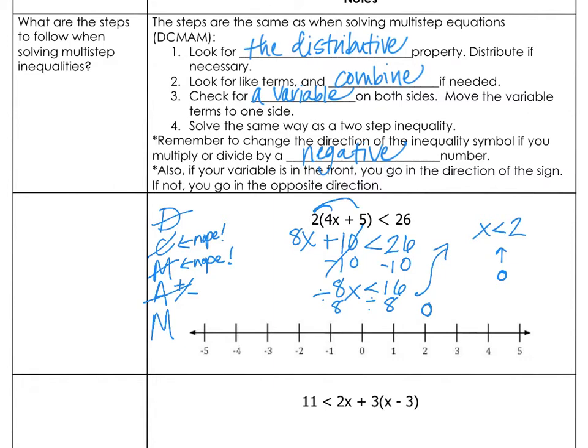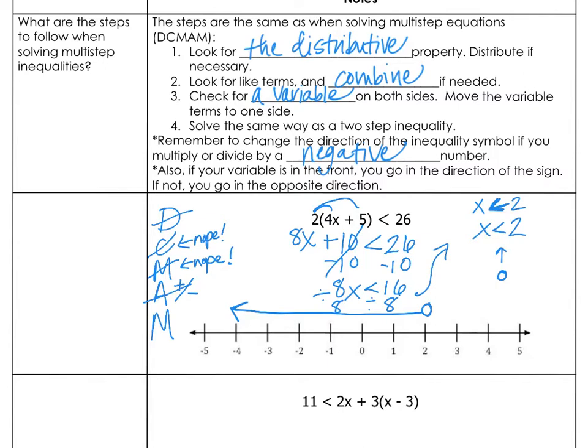And then I'm going to rewrite this inequality and show you the arrow. It's telling me to go to the left, and since my boss is in the front, my variable is in the front, I am going to listen to it, and I am going to go to the left. So there we go.